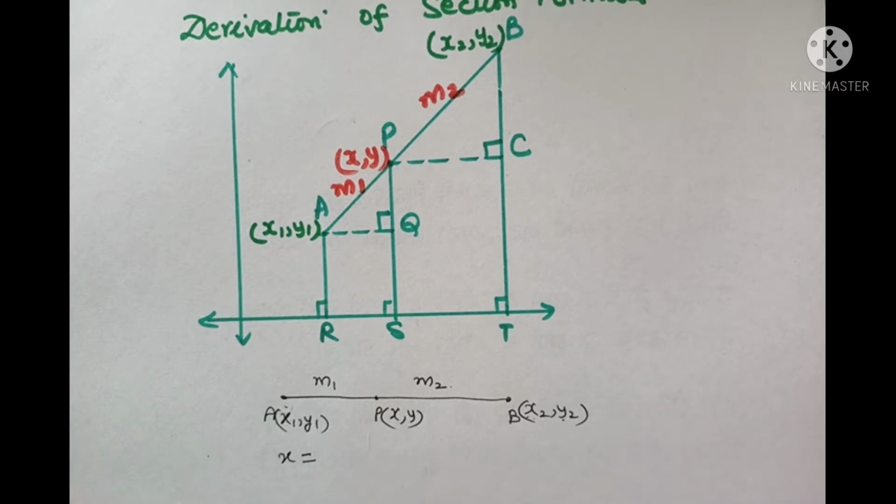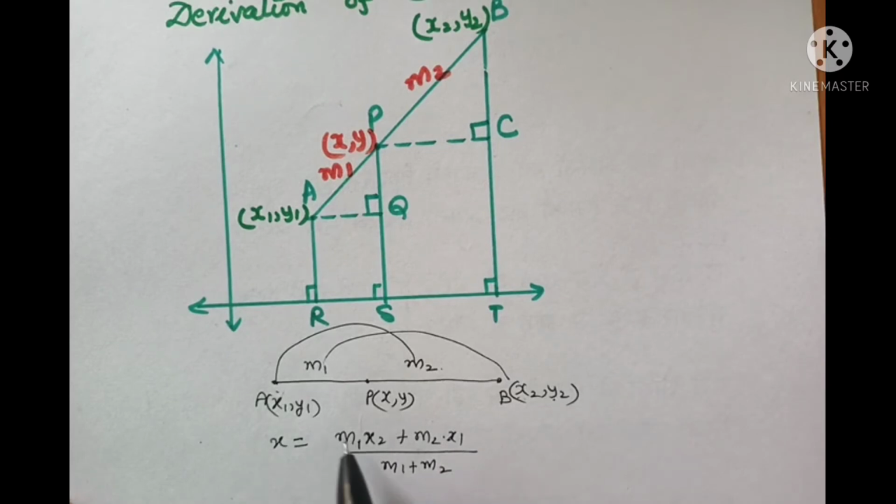on x. I am repeating, focus only on x coordinates and cross multiply: m1 into x2 plus m2 into x1 divided by m1 plus m2. This is how we write x coordinate.